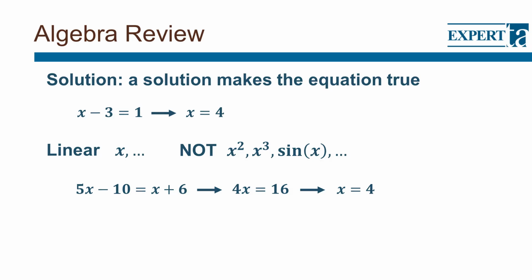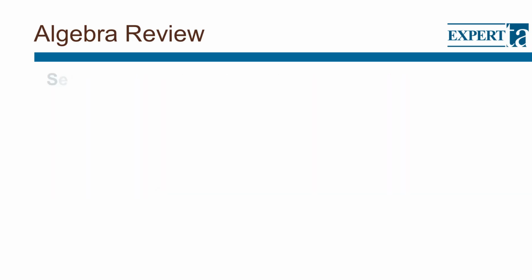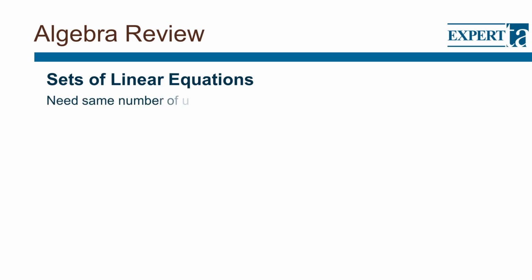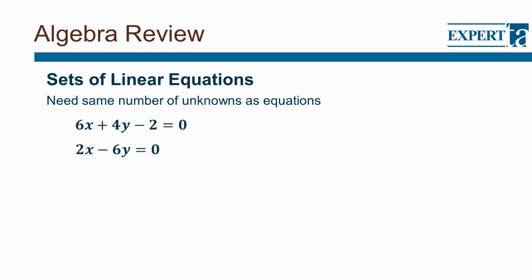That was very simple. I hope you've all seen it before, but that's solving linear equations. More commonly in physics, we're not going to have just one linear equation, but sets of linear equations. When you have more than one linear equation, the important thing to remember is that you need to have the same number of unknowns as equations. So if you have a set of two linear equations, you better hope that those two equations have only two unknowns in them. I'll give you an example of a very simple case: 6x plus 4y minus 2 equals 0 and 2x minus 6y equals 0. There are two unknowns, x and y, and two equations. Therefore, this is a solvable set.